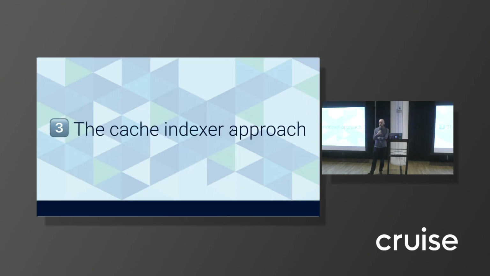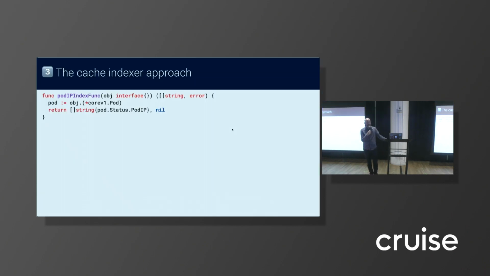So that brings us to our third approach, which is the cache indexer approach. In this case, when you create a new indexer, you need an indexing function. An indexing function really just takes an object of a certain type and then returns the index for that object. So I can create a function that says index pods by IP, and all it really has to do is return the pod's IP address. And then I can pass that to these primitives in the cache package, and everything should just work. So here we go.